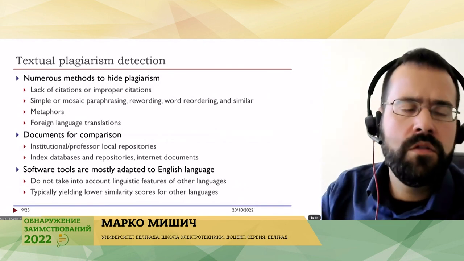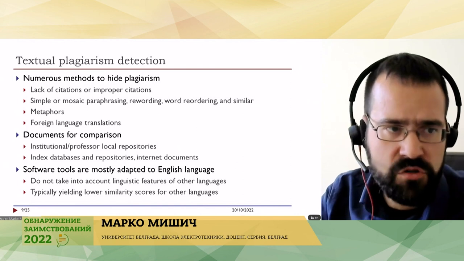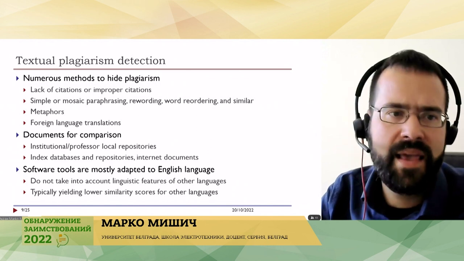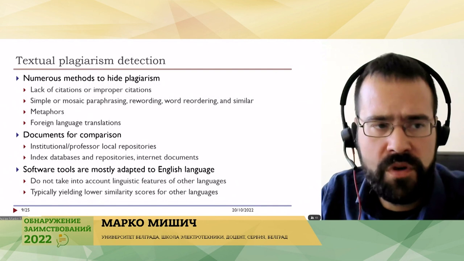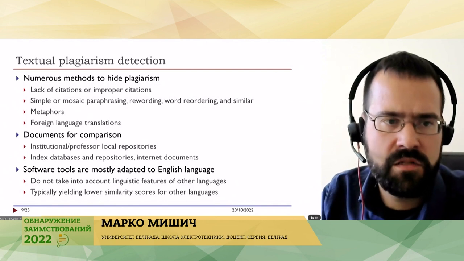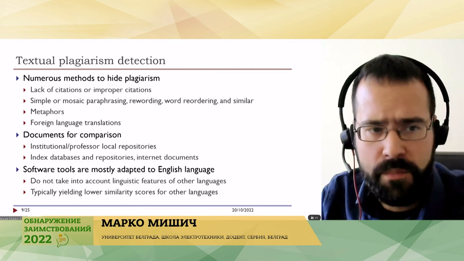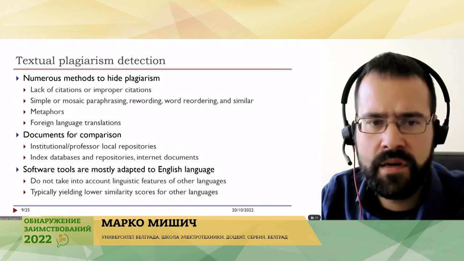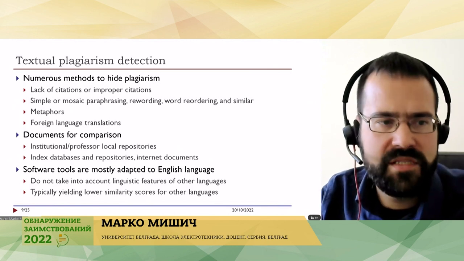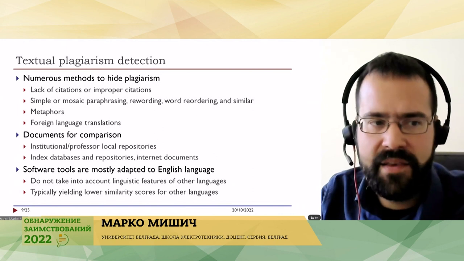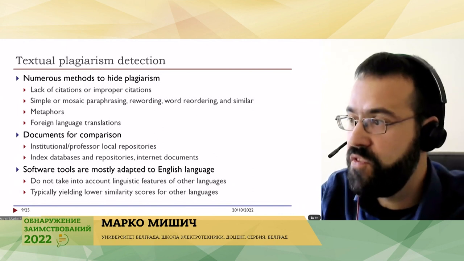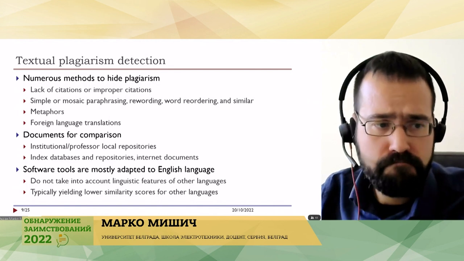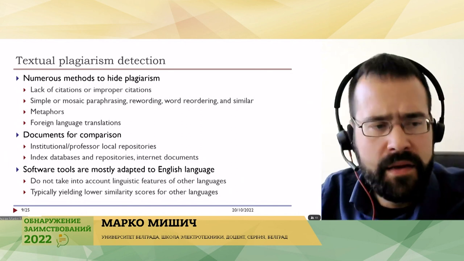Now on, I'm going to talk a bit more about textual plagiarism detection with an emphasis on the Serbian language. Of course, in text, there are numerous methods to hide plagiarism, such as lack of citations or improper citations, then different kinds of paraphrasing, rewording, word reordering, or similar, the use of metaphors, and even foreign language translations, which were mentioned also today. And I will talk about it also in my presentation.